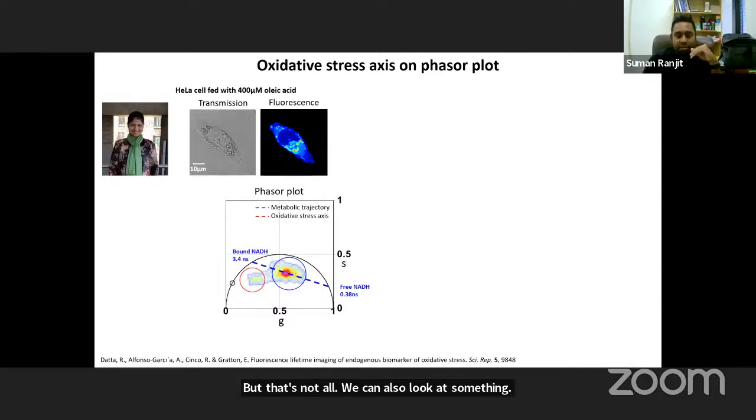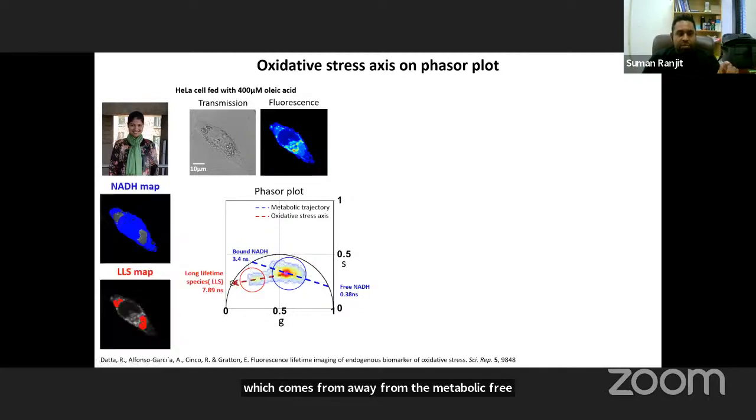Same excitation, but sometimes when there's lipid droplets, you start seeing a separate signature. So this is Rupsa's work again. And what she was doing, she was feeding HeLa cells with oleic acid to induce fat droplets. And as she induces fat droplets, she starts seeing these secondary sort of lifetime changes, which comes from away from the metabolic free and bound NADH. And so this is the NADH map. This is what she calls long lifetime species map.